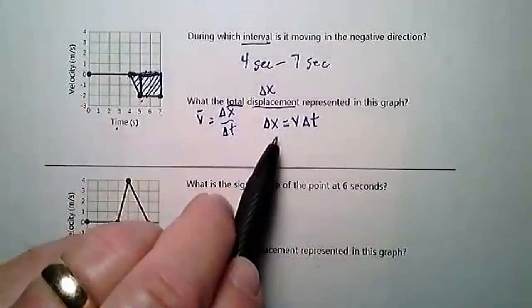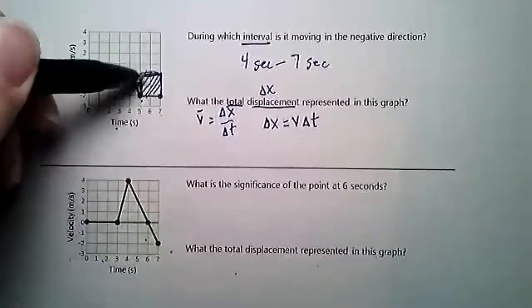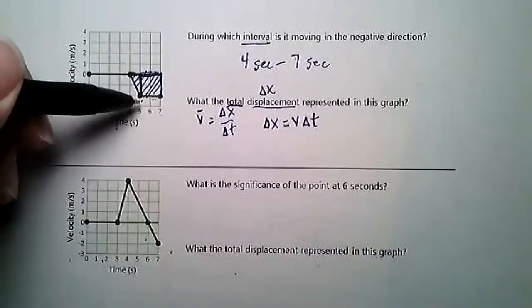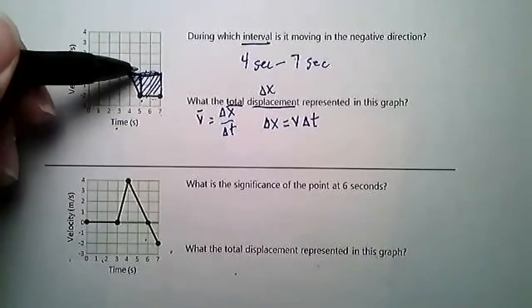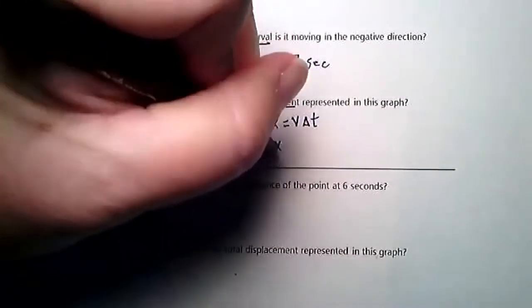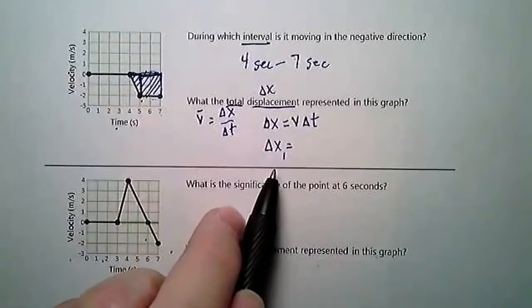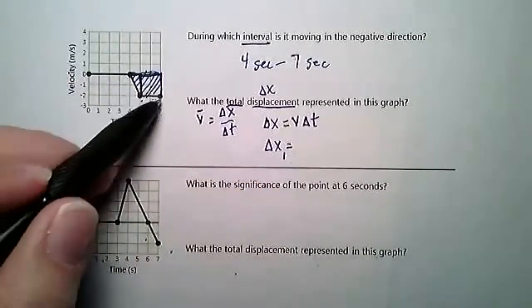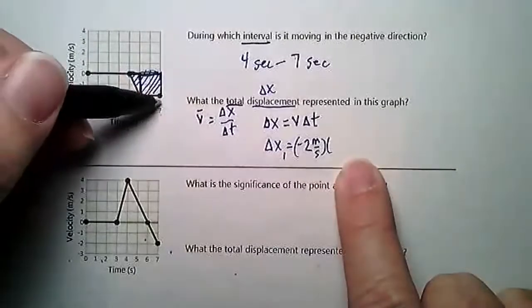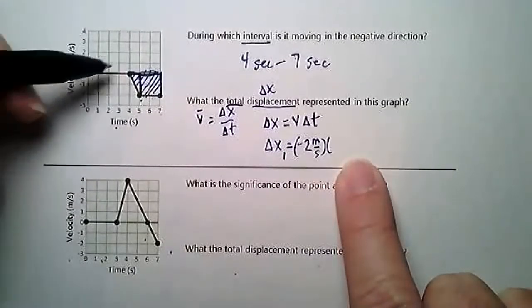So if I think about what this area is, this is 2 seconds of time and -2 meters per second of velocity. So I'm going to break this up. I'll call this delta x1, and then we're going to have a delta x2 also. What this is basically going to be is simply -2 meters per second times the time that passed. So I had 2 seconds of time and -2 meters per second of velocity.